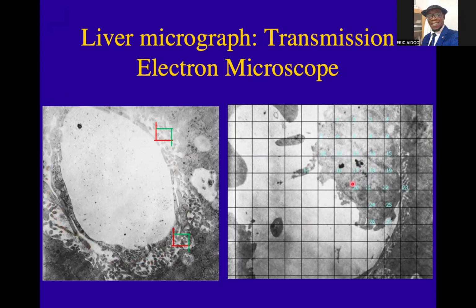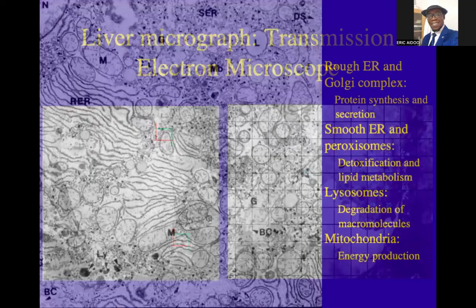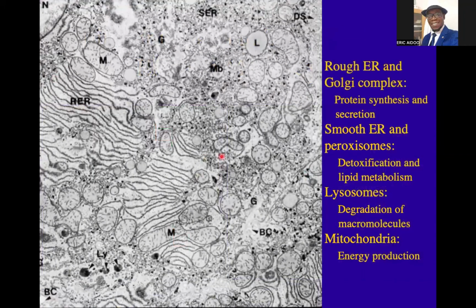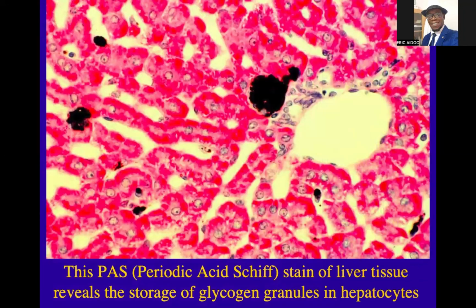All right, so this is also a Kupffer cell within the sinusoids. You can see these numbers, I was counting points that hit the Kupffer cells to estimate their volume as well. These are rough endoplasmic reticulum. And then this is a periodic acid Schiff stain which reveals glycogen within the hepatocytes.